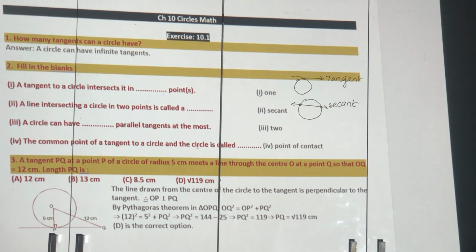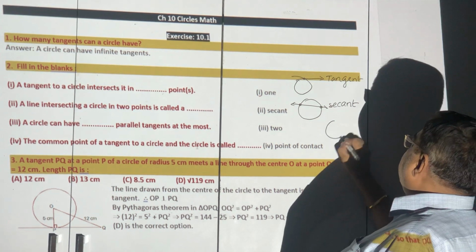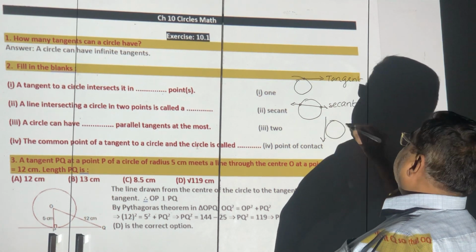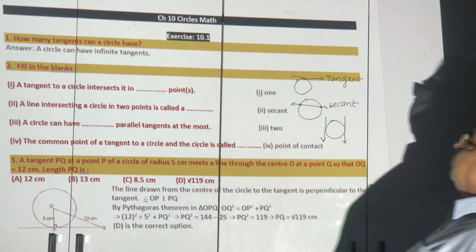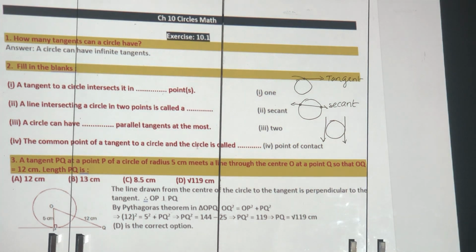A circle can have how many parallel tangents? If I have already drawn one tangent, I can only have one more, whichever direction you draw. One is already there, so you can't draw just anywhere; you draw parallel to that. Only 2 parallel tangents can be drawn to a circle.